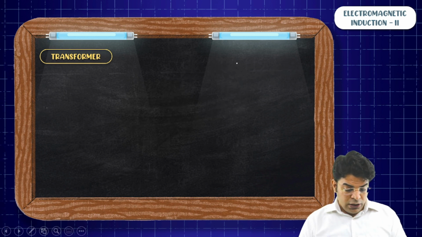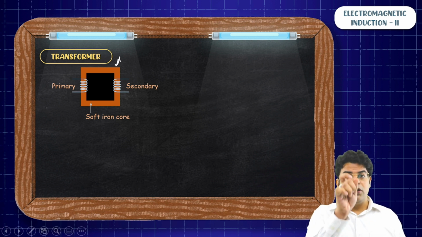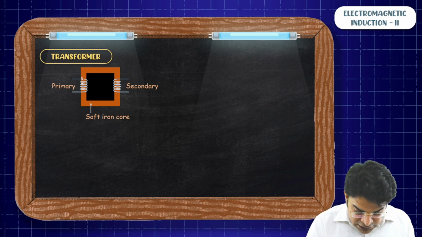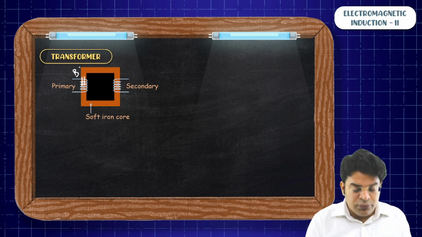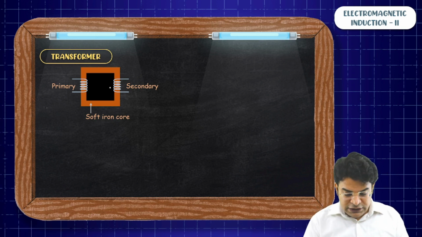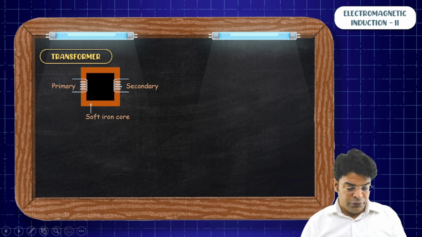So if we have a transformer where we have got a primary coil, a secondary coil, and a soft iron core connecting the primary coil and the secondary coil. If there is some magnetic field produced at the position of the primary coil due to some current flowing in the primary coil, the same strength of magnetic field will be produced at the place of the secondary coil.